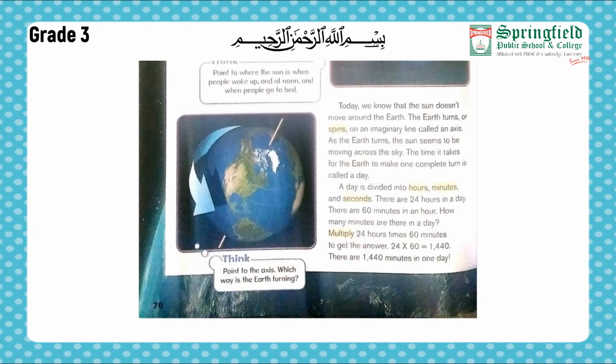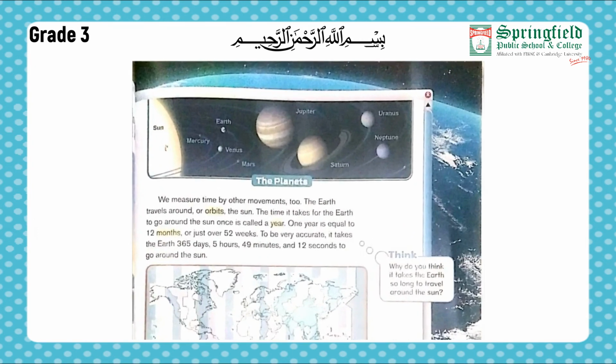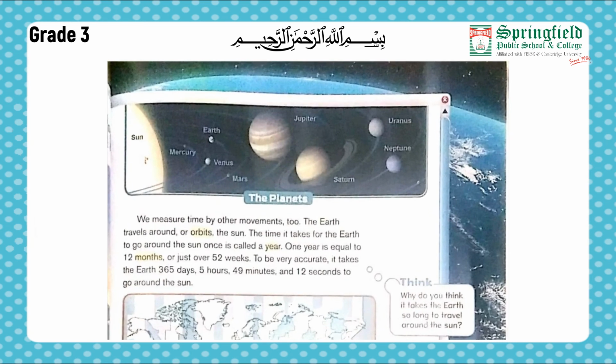How many minutes are there in a day? Multiply 24 hours times 60 minutes to get the answer. 24 times 60 equals 1,440. There are 1,440 minutes in one day. We measure time by other movements too. The Earth travels around, or orbits, the Sun. The time it takes for the Earth to go around the Sun once is called a year. One year is equal to 12 months, or just over 52 weeks.